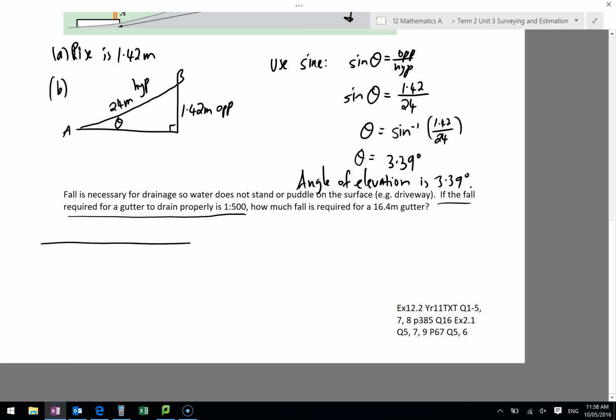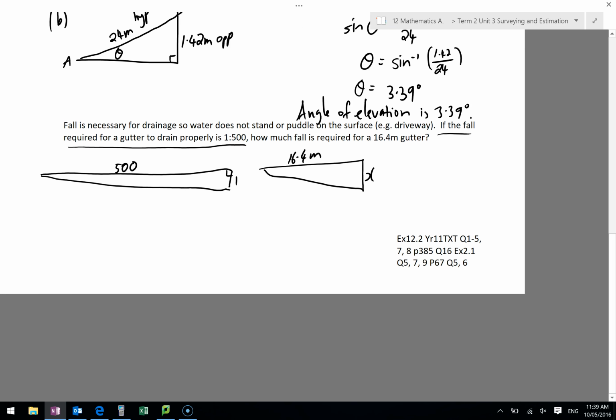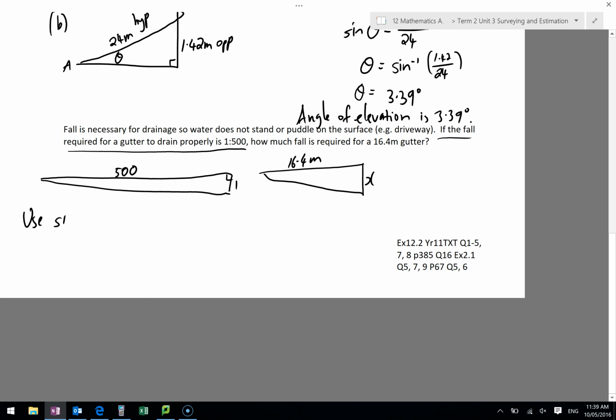So I've got this gutter where this ratio means that every 500 units I go across, I go down 1. So it's saying how much fall is required for a 16.4 meter gutter. So I've got 16.4 meters, correction, 16.4 meter gutter. I don't know what that fall required will be. So I've got the idea of similar triangles. Okay. Just like in that previous unit about indirect measurement of distance, I'm trying to find x.